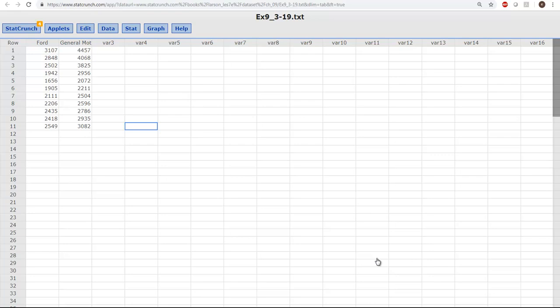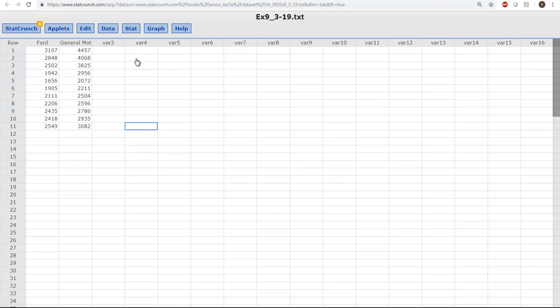For this problem, we want to find the coefficient of determination, r squared, and the standard error of estimate, s sub e, and interpret the results. So for this problem, the data set is a table that shows the number of new vehicle sales in thousands in the United States for Ford and General Motors for 11 years.